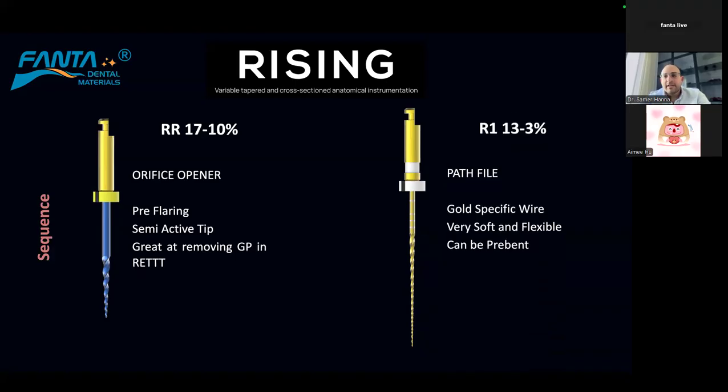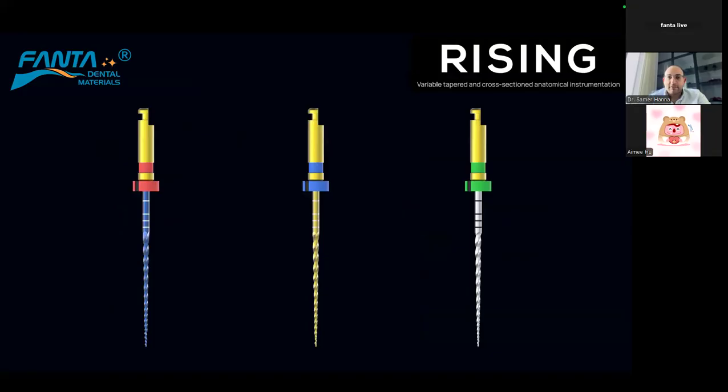And then we have the R1 file, which is the pass file, again, as we said, integrated within the system to be used as a pass file in order to not skip this part, as it's a very important part. This file is size 13, 3%. It has a gold specific wire, very soft and flexible. And the best thing about it is that it can be pre-bent to mimic the manual file in order to have the smooth entering into the canal and later on securing a good glide path for the file.